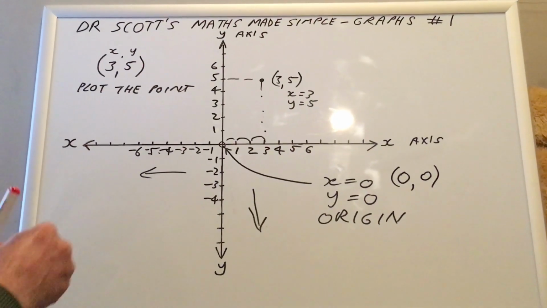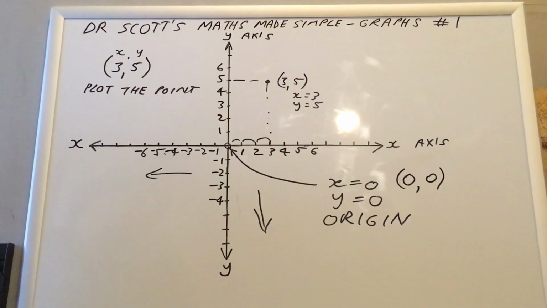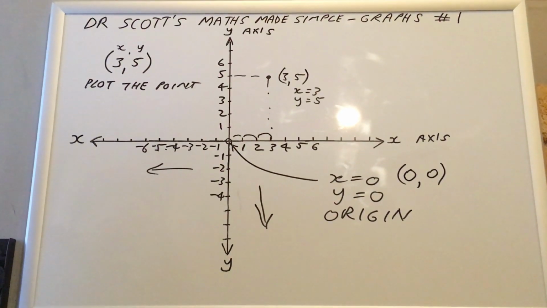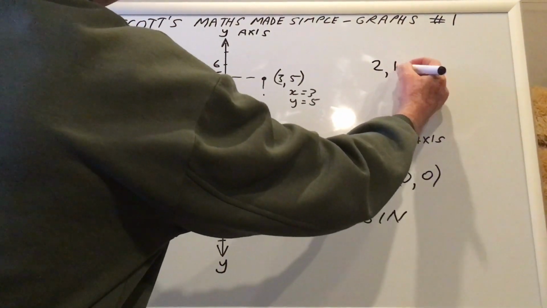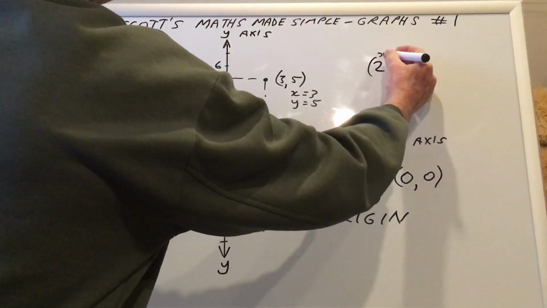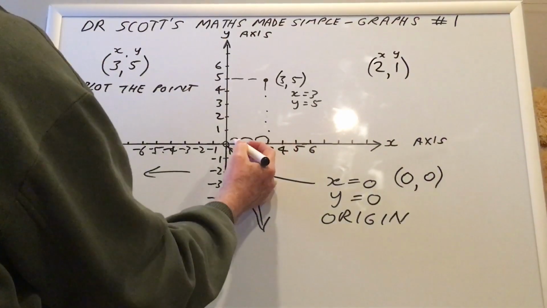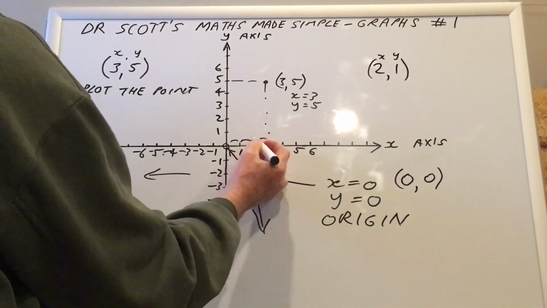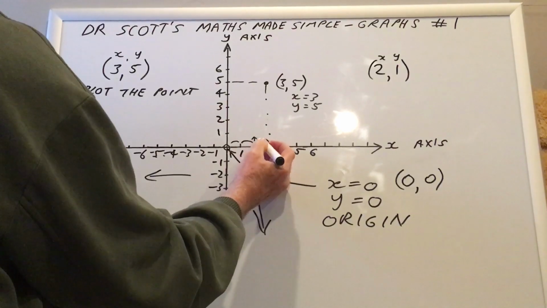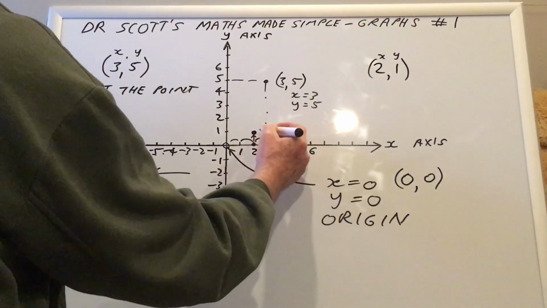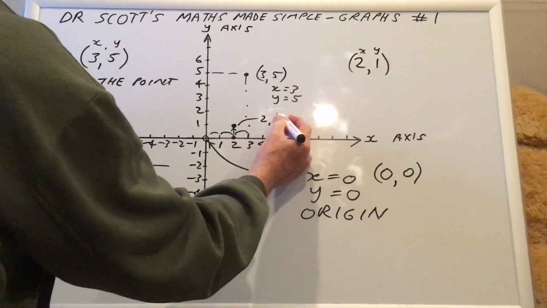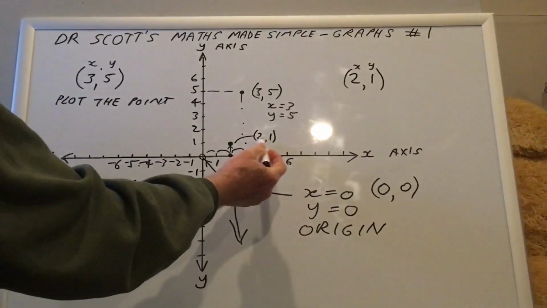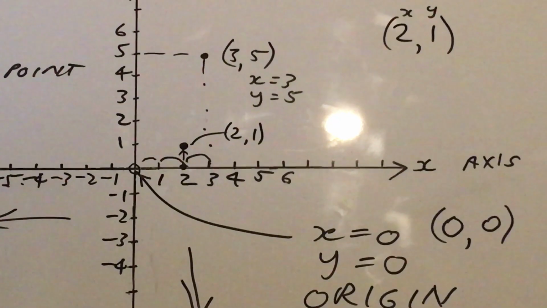That's the origin. What if they said to you, can you please plot the point (2, 1)? Plot (2, 1). Well, that's the X and that's the Y. So we go along 2 to here, and then we go up 1 to there. So this point is (2, 1). That is the point (2, 1) plotted on the graph.